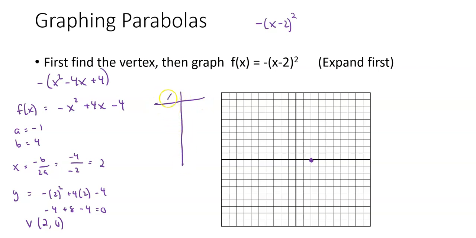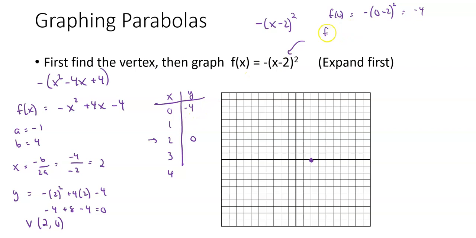So now that we know where the vertex is, we can pick a couple of other points. So let's pick 0, 1, 2, 3, 4. Notice that I chose it so that the vertex was in the middle, so that I would get a couple of points on one side and a couple of points on the other side. Now, you can actually go back to the original function to substitute these things in also. So I can go back here and say f of 0 is the opposite of 0 minus 2 squared, which is negative 4, right? Negative 2 squared is 4. The opposite of that, negative 4.